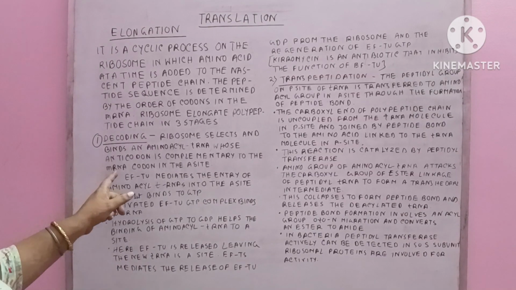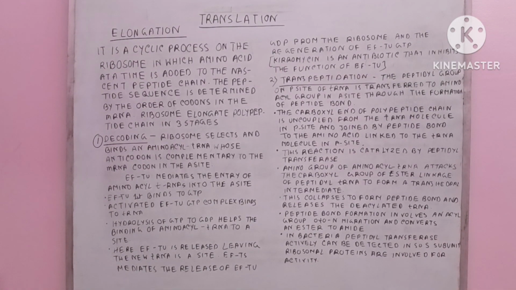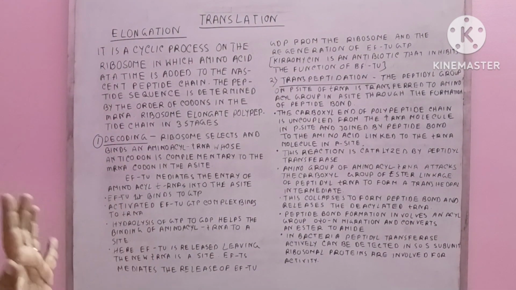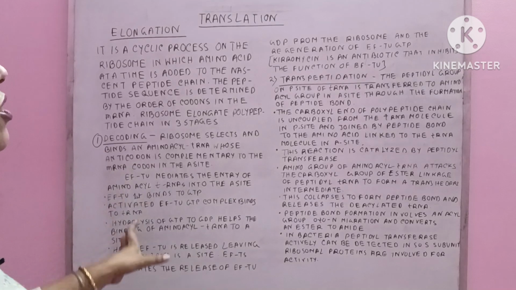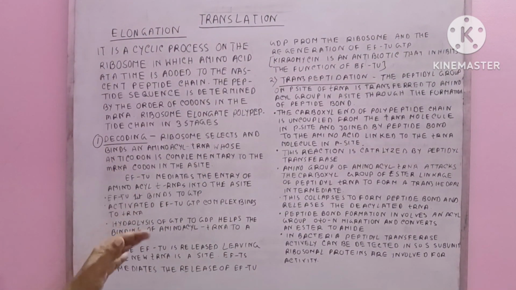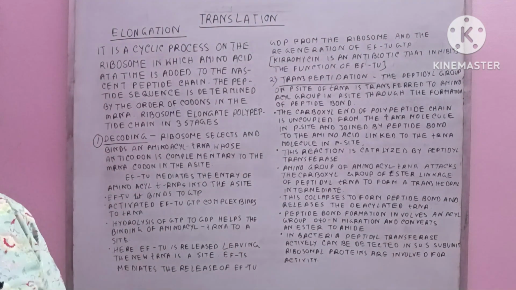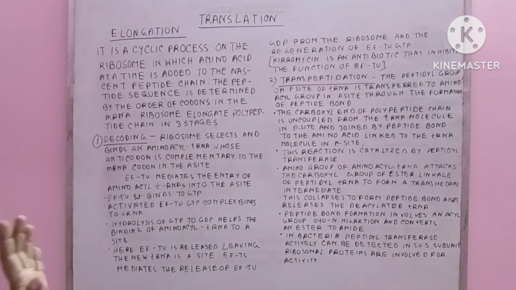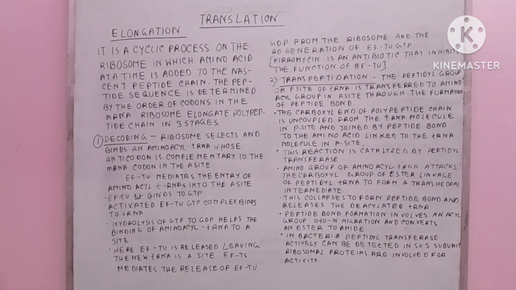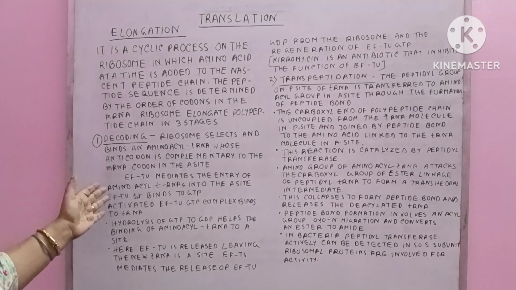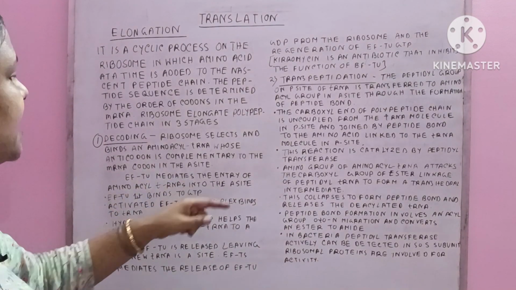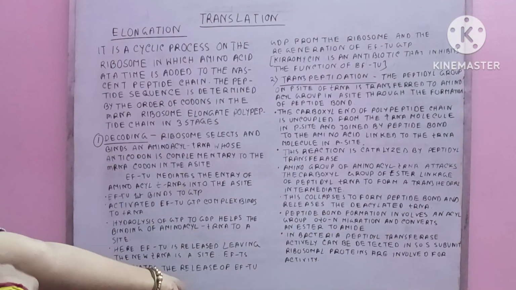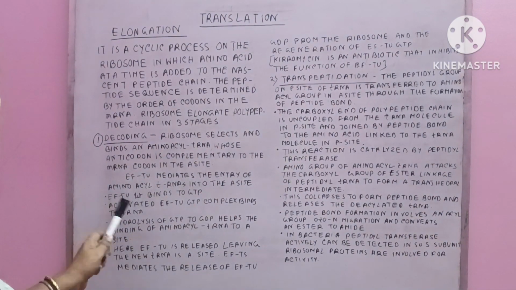And here, what is the role of EF-Tu? EF-Tu is one of the elongation factors, and many elongation factors are involved. I have already explained those elongation factors, so you can check the previous video where they are explained. Now here EF-Tu mediates the entry of amino acyl tRNAs into the A site.